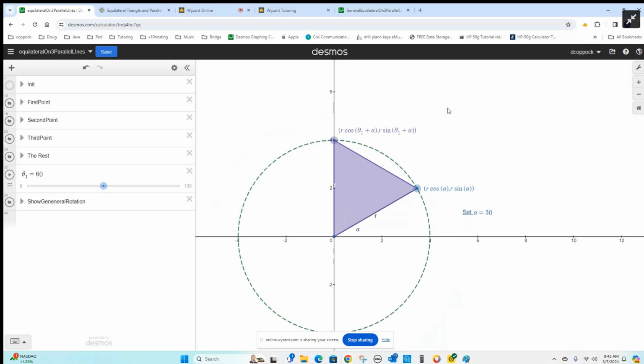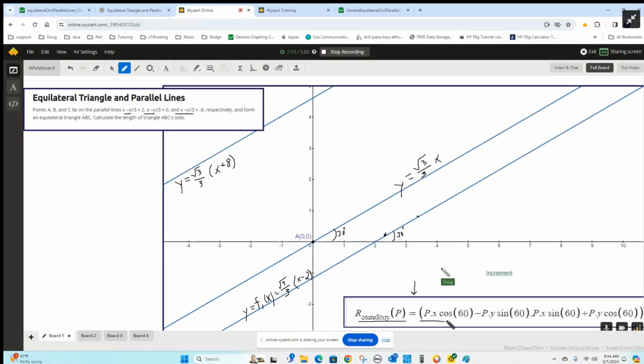Now, where did the rotation formula come from? This is your image right here, r cosine of the sum of the two angles, comma, r sine of the sum of the two angles. If you actually expand cosine of theta plus alpha using the trig identity, and same for the sine, you will get the formula that we saw on the whiteboard back on Wyzant, something that looks like this. This doesn't have to be 60, it can be any angle, but we're going to rotate 60 degrees, okay? And now you're going to see why. Okay, so let me hide this.